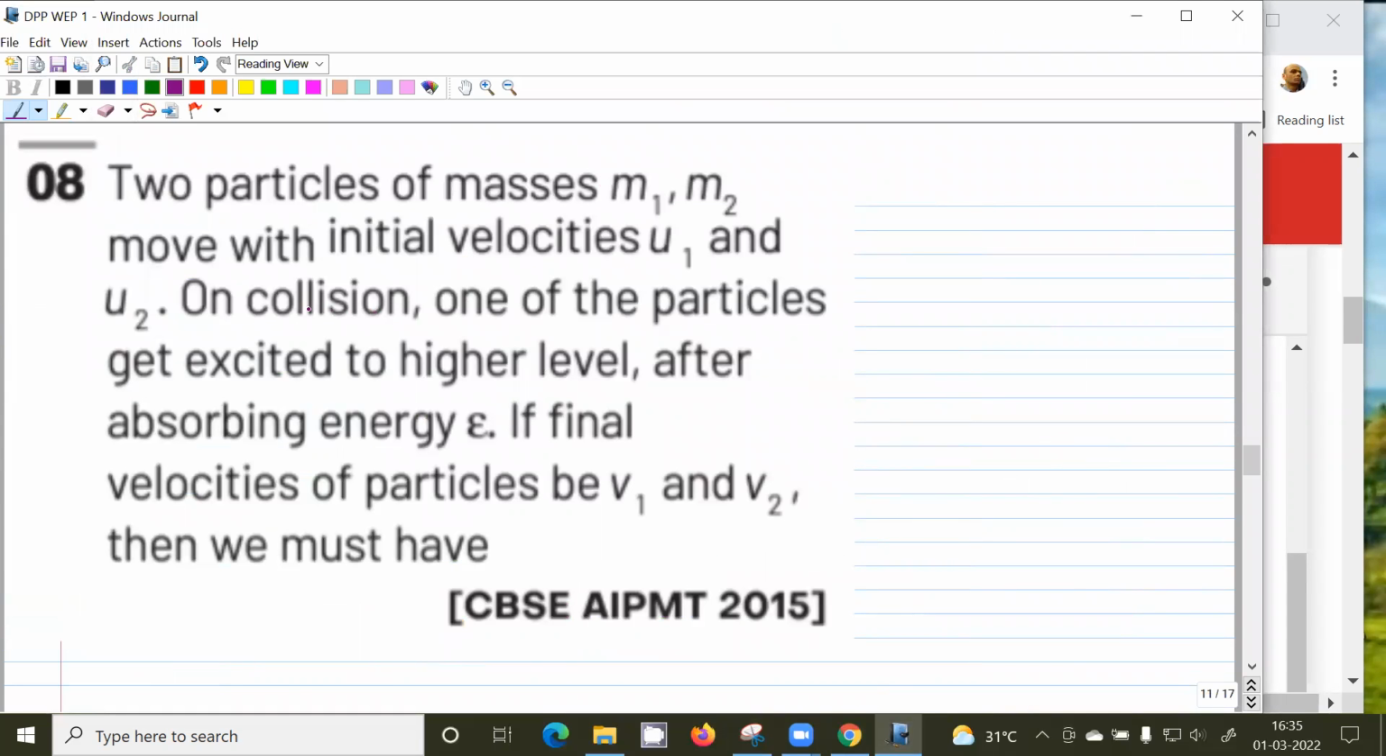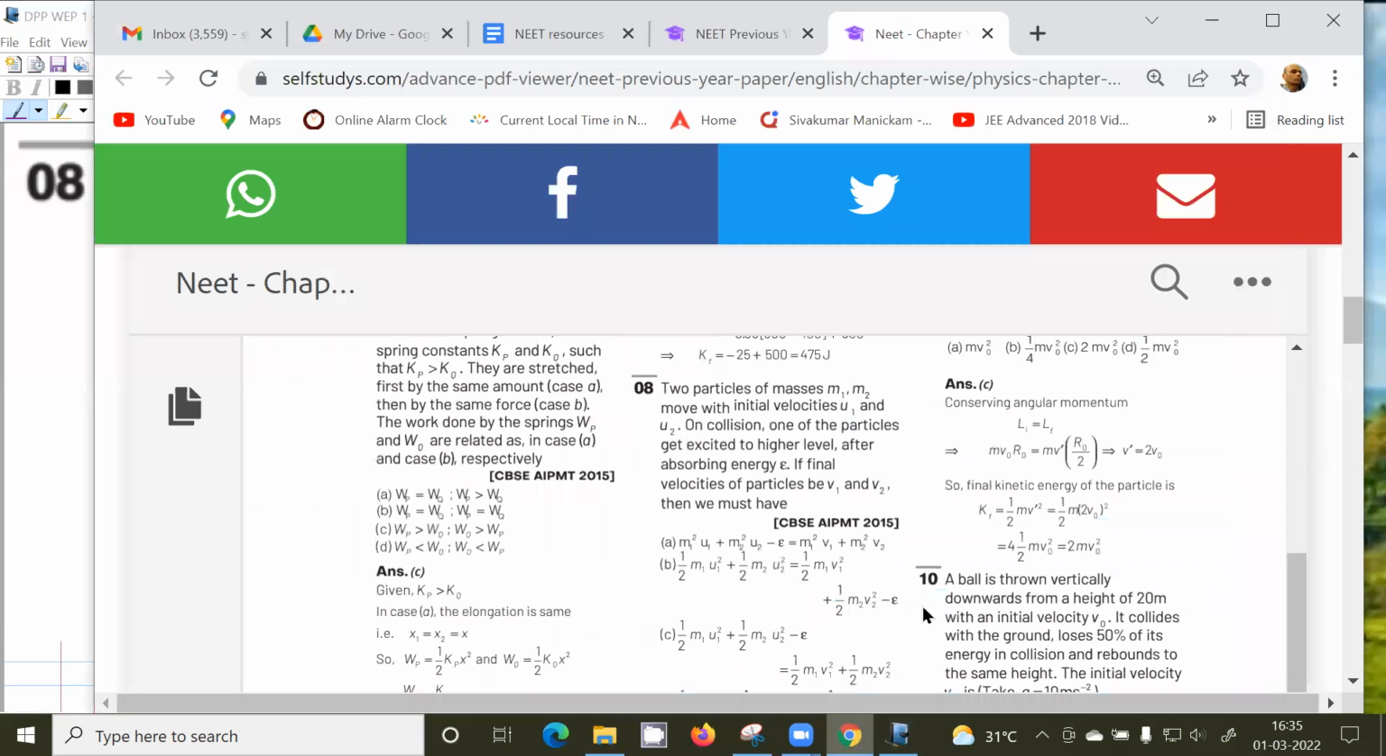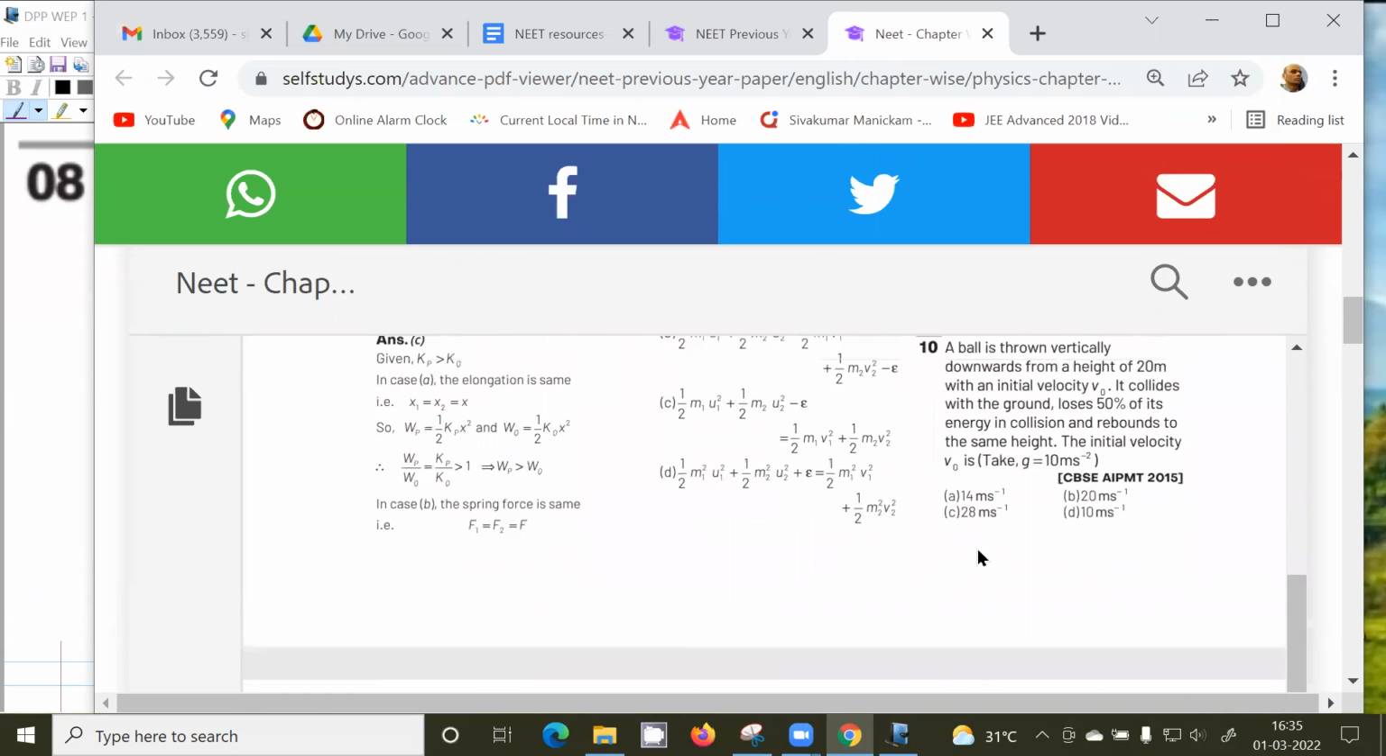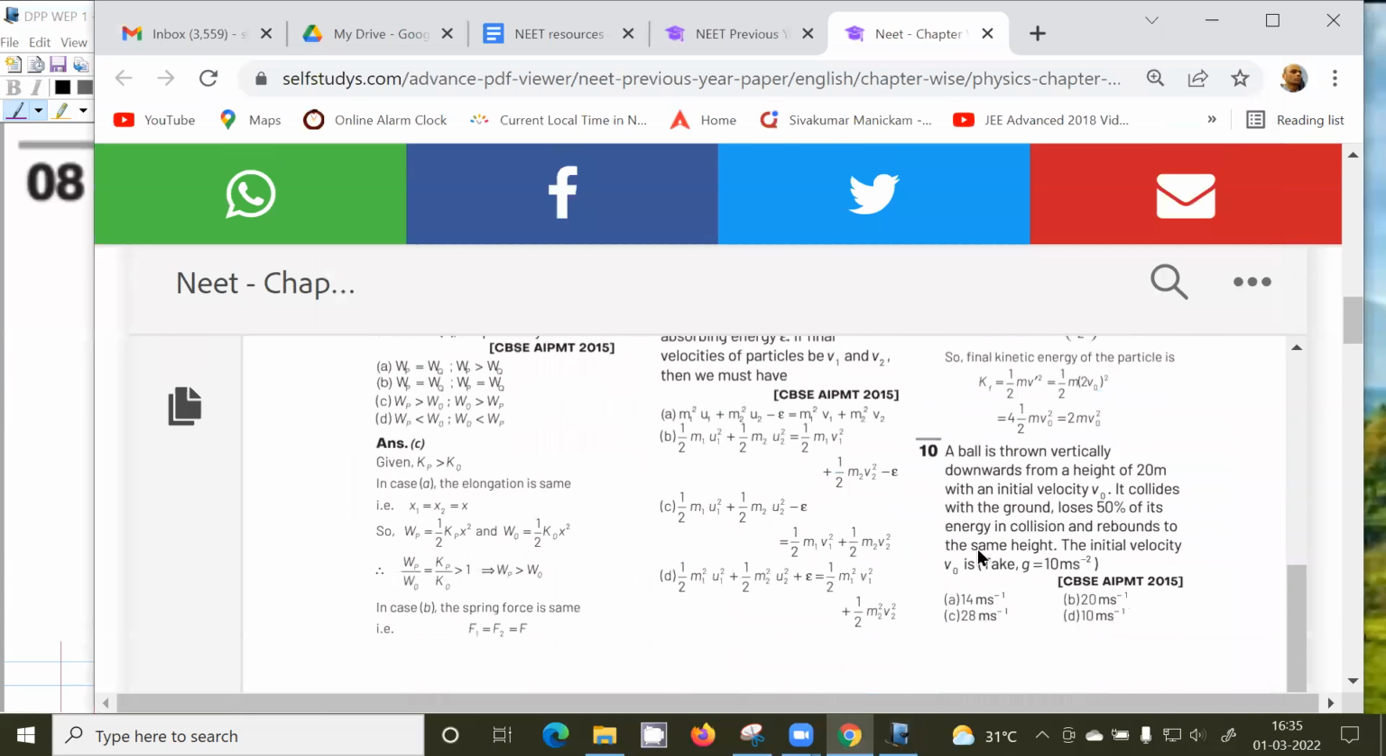This one: two particles moving with each velocity collide, and go to a higher level after absorbing energy. If the final velocities are given, then we must have. We didn't discuss collision topic, sir. Collision topic.